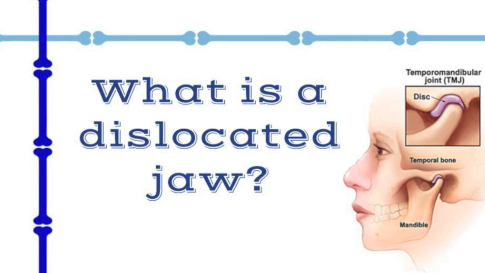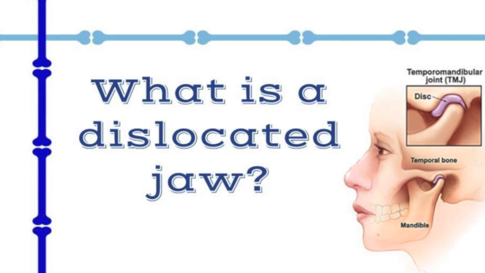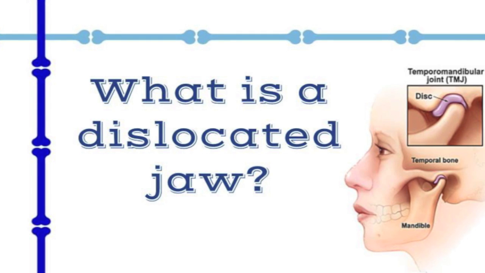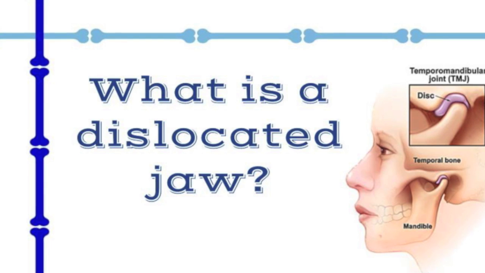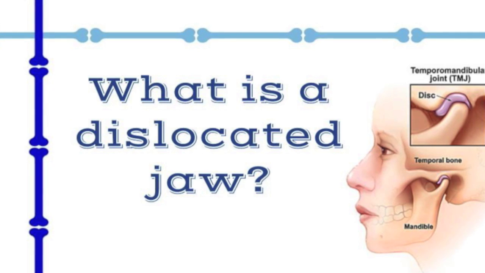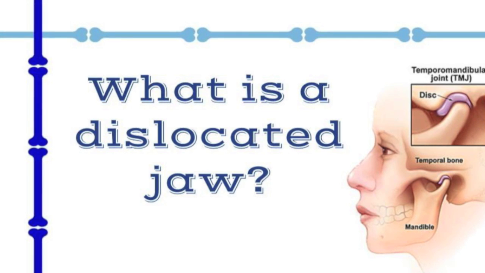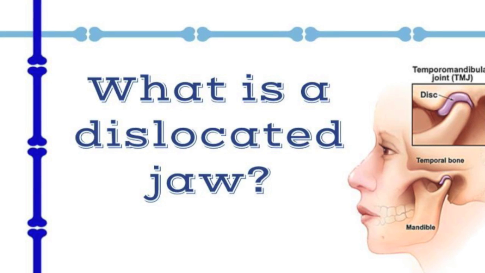It is also composed of the articular disc that moves with the condyles when the mouth opens and closes. A jaw is classified as dislocated when the TMJ becomes disconnected from the skull and slides off the disc. A jaw can be dislocated on either one side or both sides of the skull.